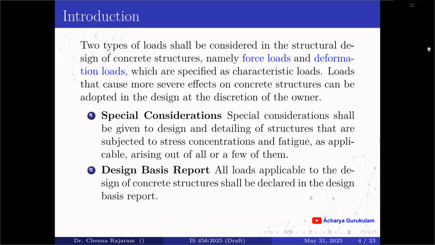Two types of loads shall be considered in the structural design of concrete structures, namely force loads and deformation loads, which are specified as characteristic loads. Loads that cause more severe effects on concrete structures can be adopted in the design at the discretion of the owner. Special considerations shall be given to the design and detailing of structures that are subjected to stress concentrations and fatigue, as applicable, arising out of all or a few of them.